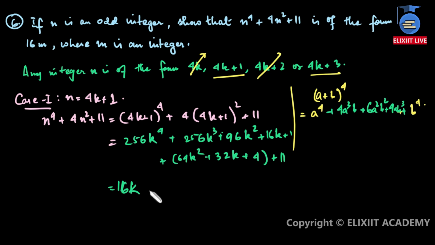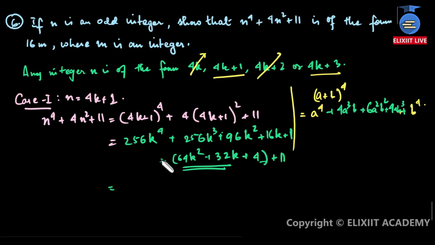So 16k is there, and this much is a multiple of 16, so this is also a multiple of 16, plus 11 plus 4 and plus 1 over here. 11 plus 4 plus 1, that is 15 plus 1, 16. So you can write this to be an entire multiple of 16 only. Let me rewrite this.